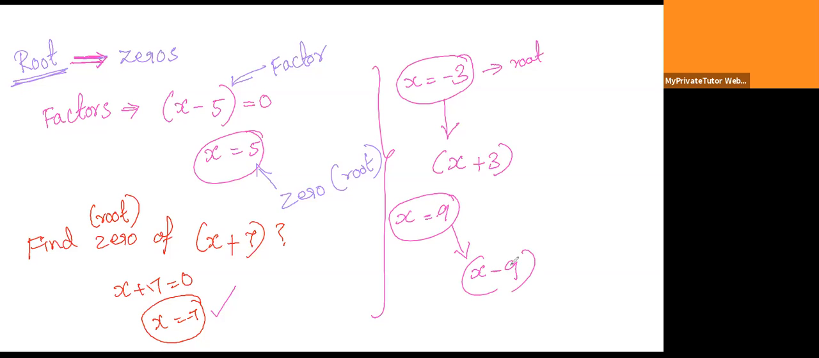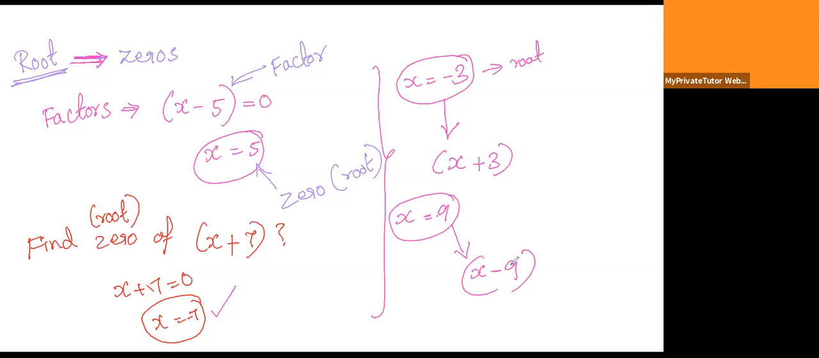See, factor zeros are roots. If x plus 3 is the factor, this is a factor. And what is the zero? Minus 3 is the zero. X equals minus 3 is the zero. Similarly, if 5 is the root or a zero, you are just going to write x minus 5. So x minus 5 becomes a factor. X plus 7 is the factor.